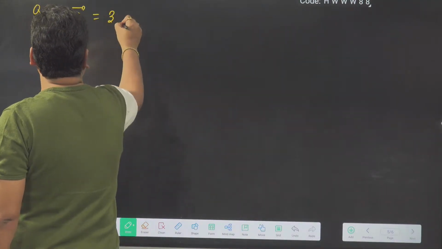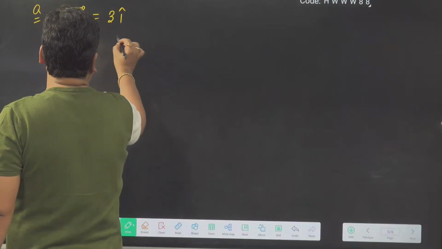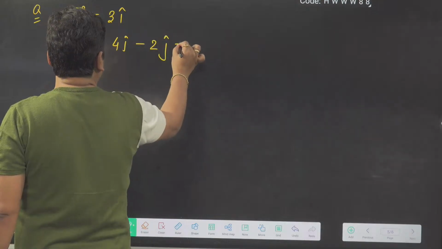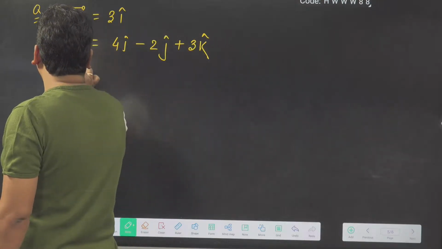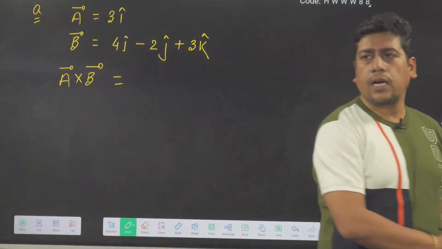A vector is 3i cap. B vector is 4i cap minus 2j cap plus 3k cap. Tell me A cross B.